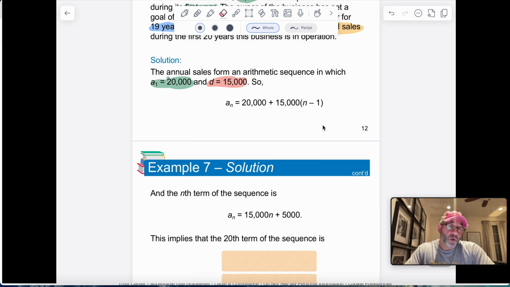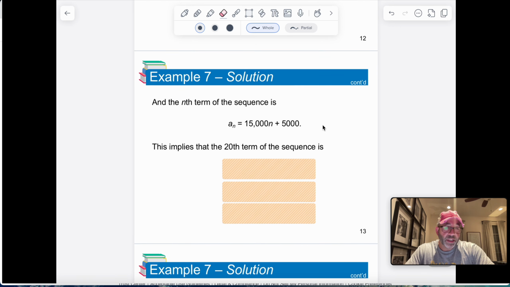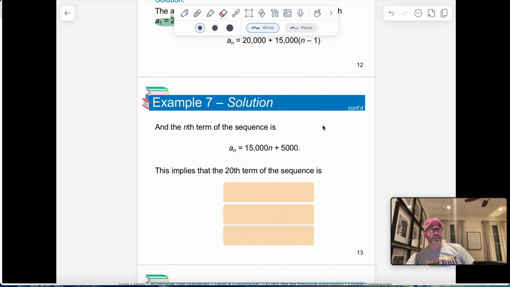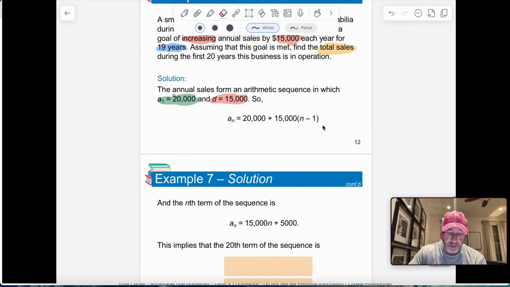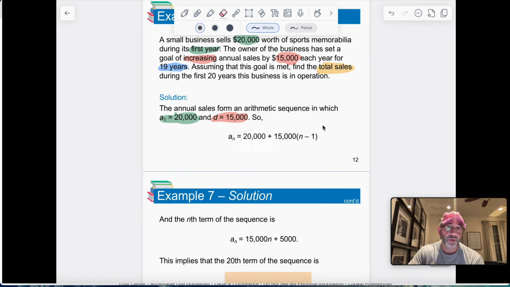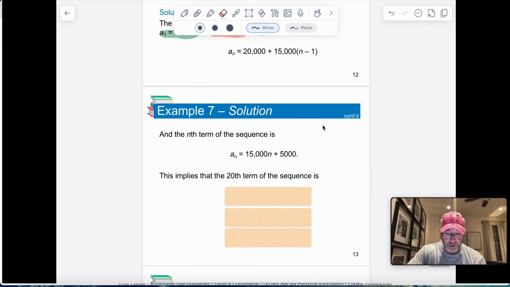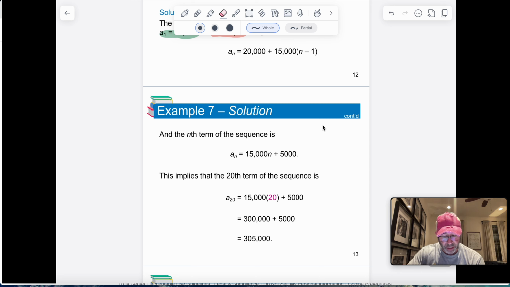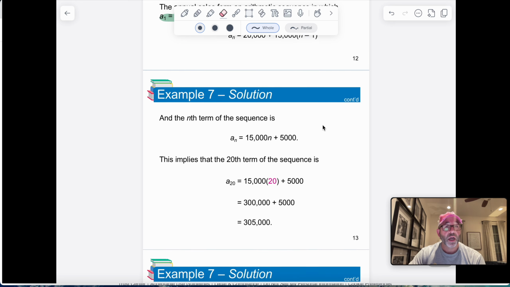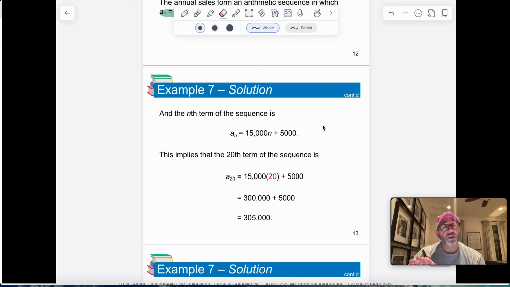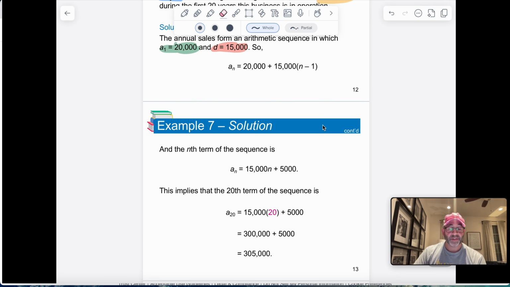So once we know what the rule is, we need to find what the 20th term is in the sequence because they're asking after 20 years, what's the total sum? Okay. And so we have to go ahead and find each one of these values. So let's put in 20, and that means we're going to have 15 times 20 plus 5,000, which means we'll have 300,000 and then the 5,000, so 305,000. That's the total amount that is going to be acquired during that last year.